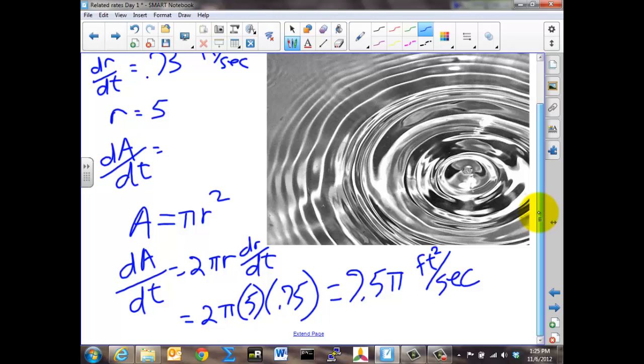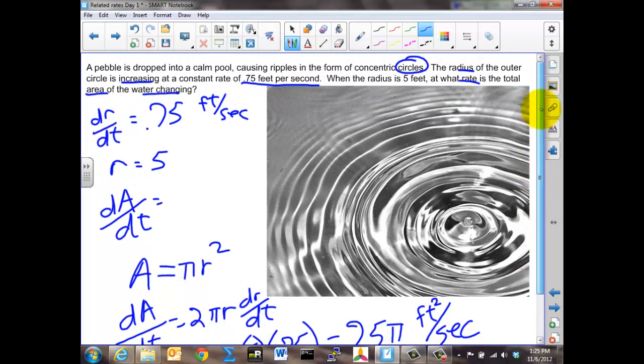What about when the radius is 6? Will dA/dt be the same thing? No. Will dr/dt be the same thing? No. Why not? Because it's expanding. Okay, let's go back and look. A pebble is dropped into a calm pool causing ripples in the form of concentric circles. The radius of the circle is increasing at a constant rate. What does that mean? It keeps going. It keeps going at that same rate all the time. So dr/dt is always 0.75 for this scenario that we're dealing with. You've got to be careful and read that, okay? Sometimes it's only 0.75 for that specific instant in time. But in ours, it's always 0.75.